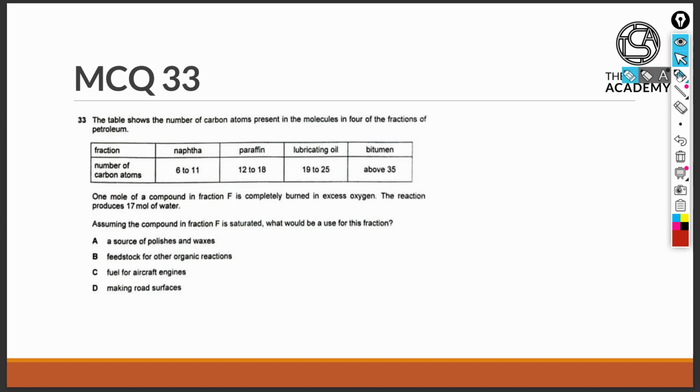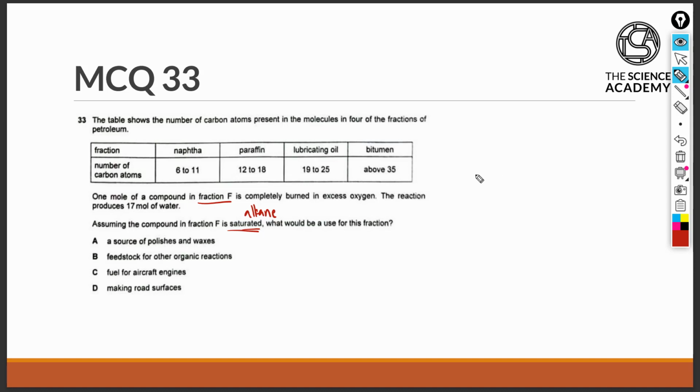So fraction F could be naphtha, paraffin, lubricating oil, or the bitumen fraction, which is unknown to us. Fraction F, however, contains the compound which is saturated, which means it will be an alkane and not an alkene. Saturation refers to the presence of only single bonds between the carbon atoms in the organic molecule.